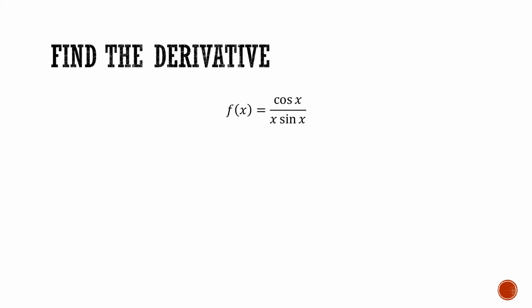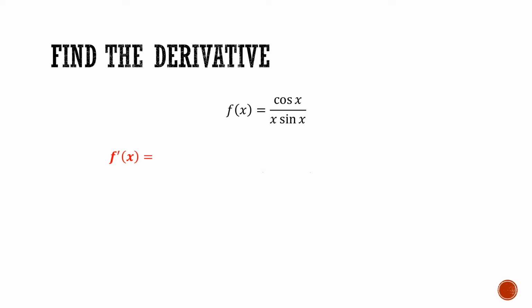Cleaning that up, making it look pretty, I get negative x squared sine x plus 2x cosine x. All right, next we have cosine x over x sine x. I could choose to try to clean this up first, but I'm just going to take the derivative as is. So I have f prime of x equals, and notice that we're dividing, so we have to use quotient rule.